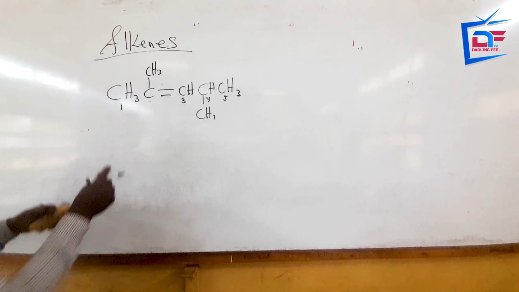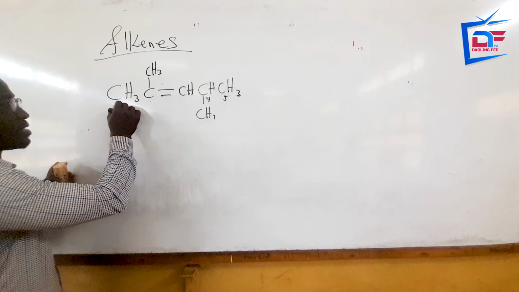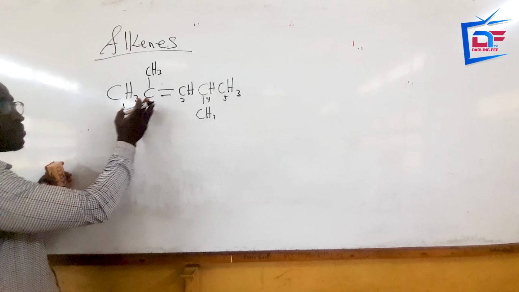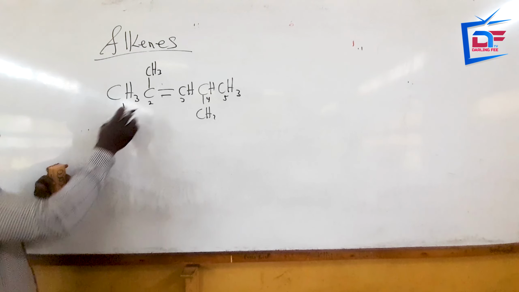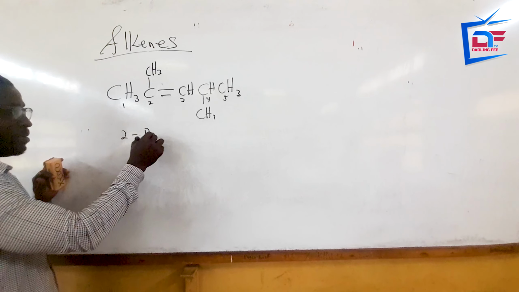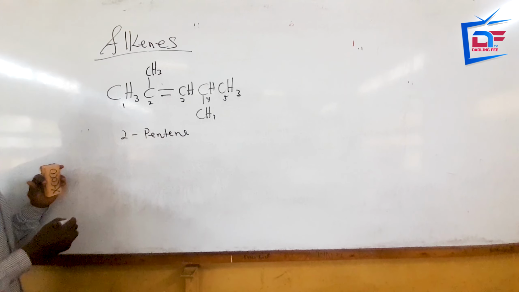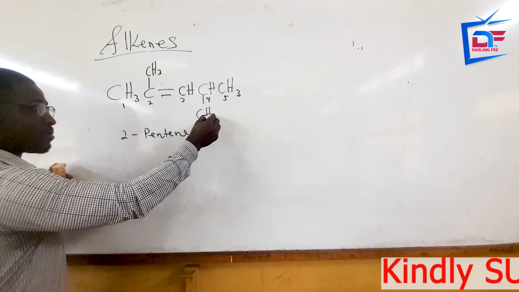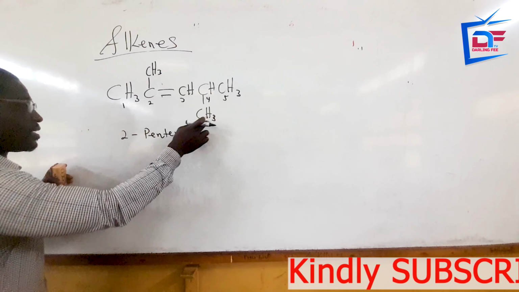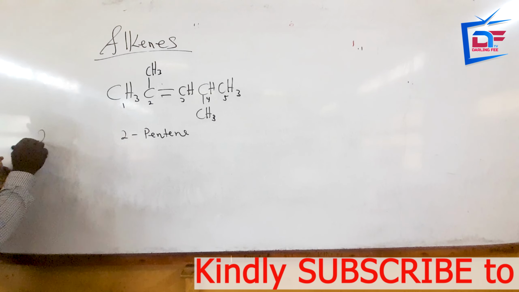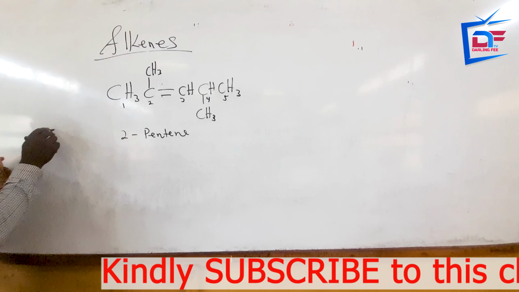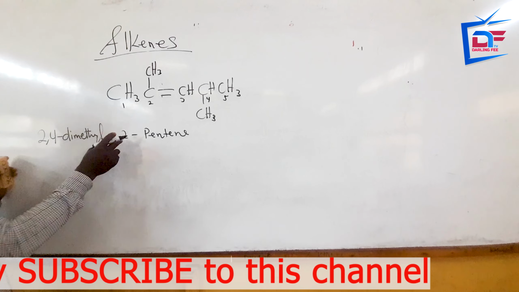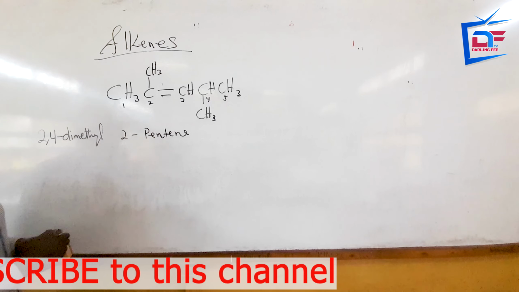Alright, so with this one, we are maintaining the same numbering system because the double bond is closer to this side more than the right. So we have 2-pentene being our parent name, but on the second carbon and the 4th carbon, we have an alkyl substituent, that is a methyl, CH3. So the name becomes 2,4-dimethyl-2-pentene. Take note of that.